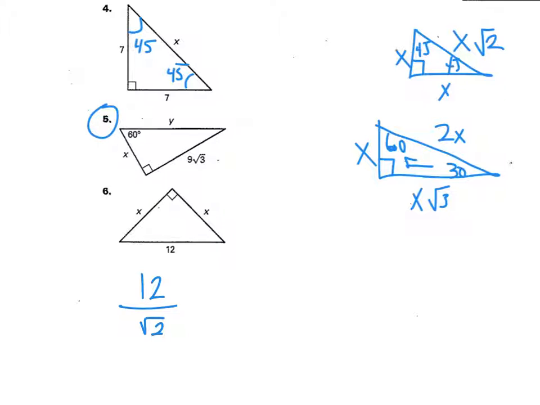Okay? And remember, you're not allowed to have a radical in the bottom, so you got to multiply the top and the bottom by radical 2. Now you try to finish it from there.